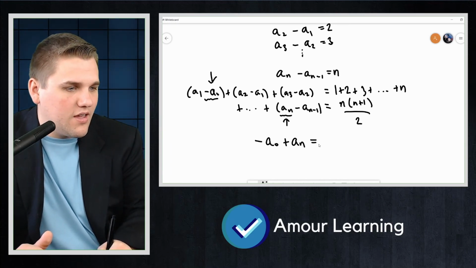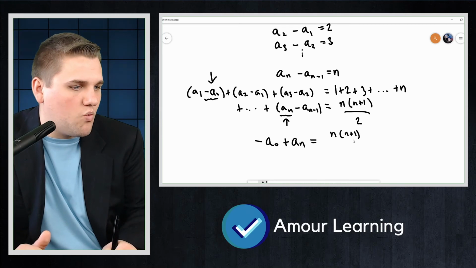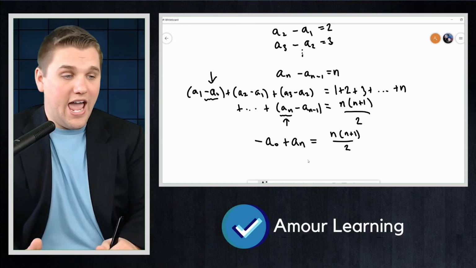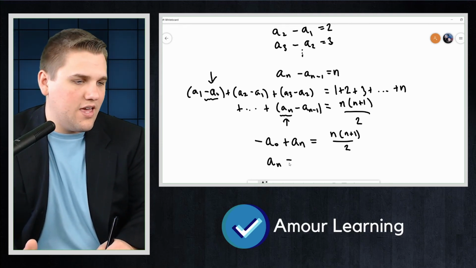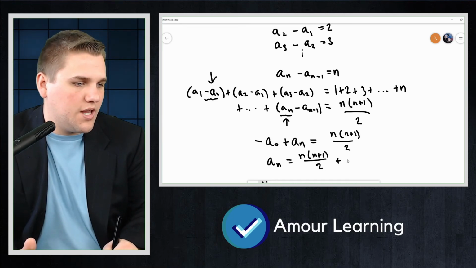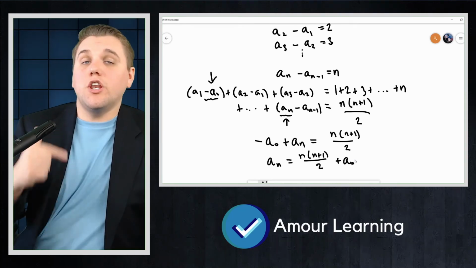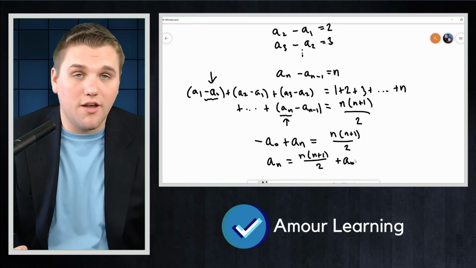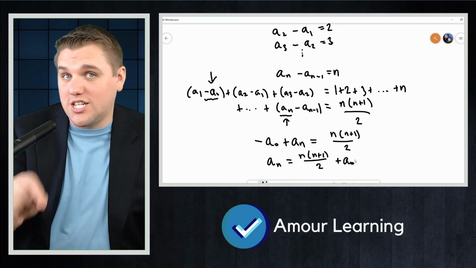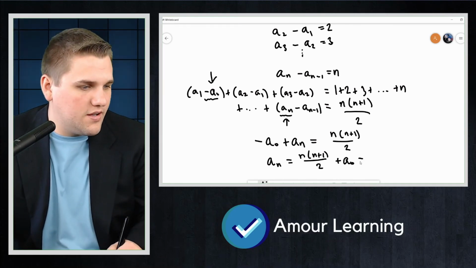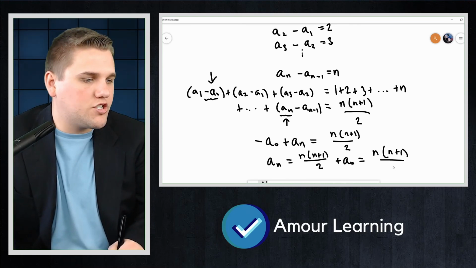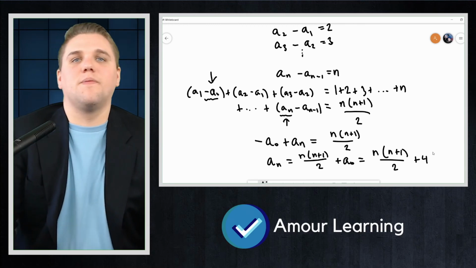So putting this all together, we have minus a_0 plus a_n equals n times n plus 1 all over 2. Or we can add a_0 on both sides to get a_n equals n times n plus 1 all over 2 plus a_0. But we know that a_0 equals 4 because that's what it says in the initial problem. So the solution to the recurrence relation subject to the initial condition is a_n equals n times n plus 1, all over 2, plus 4.